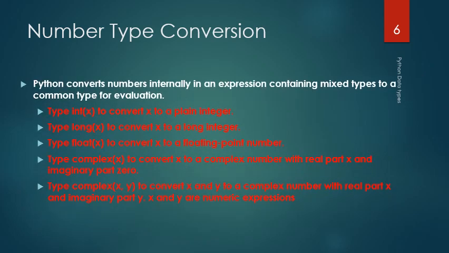And number type conversion. Python converts numbers internally in an expression containing mixed types to a common type for evaluation. int(x) converts x to a plain integer. long(x) converts x to a long integer. float(x) is used to convert x to a floating point number. complex(x) is used to convert x to a complex number with real part x and imaginary part 0. complex(x, y) is again used to convert x and y to a complex number with real part x and imaginary part y. x and y are numeric expressions here.